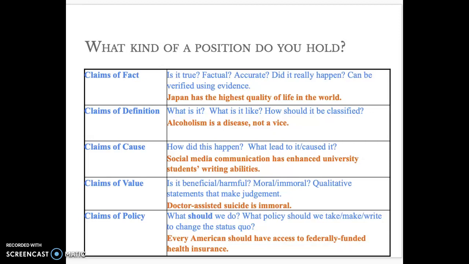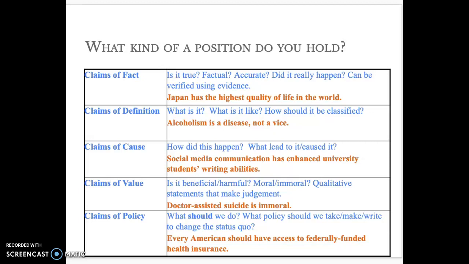Claims of definition are ones that seek to classify, to say this means that, right? So alcoholism is a disease rather than a vice. You'll probably find a lot of people that will say, no, it's not. It's a behavioral issue. It's not a disease, right? Therefore, there's room for debate. And there's evidence that supports both sides. And it really depends on how you're going to be presenting this evidence, which evidence is more recent, accurate, true, contextually relevant.